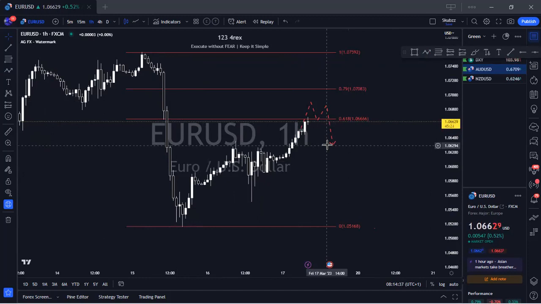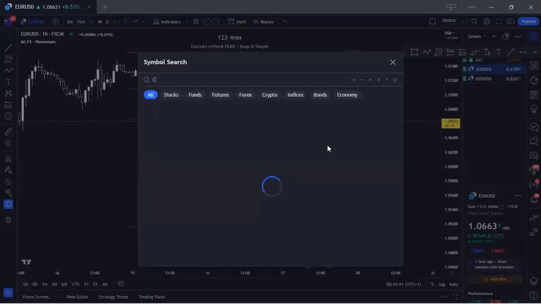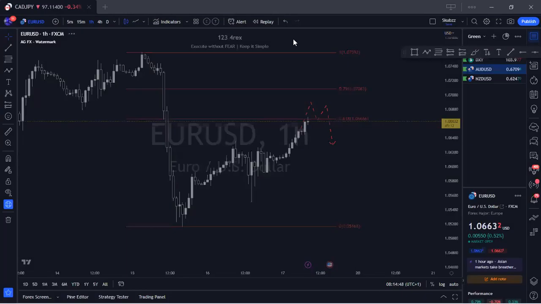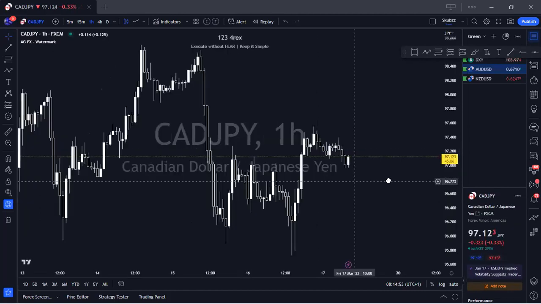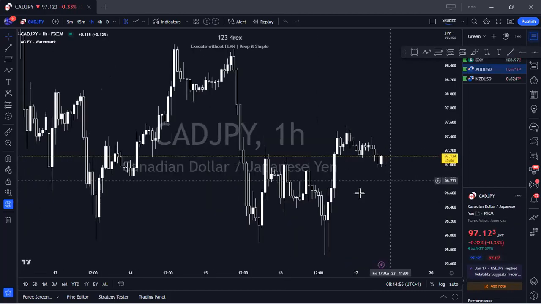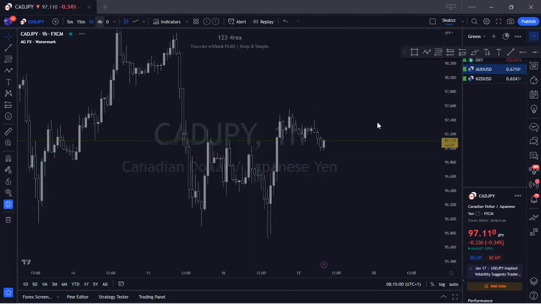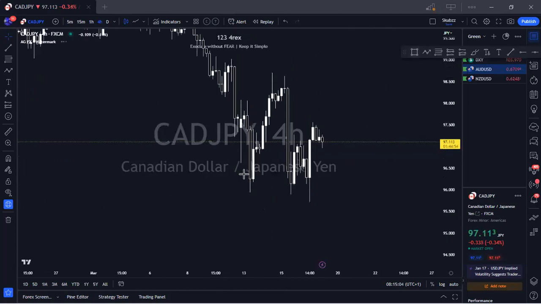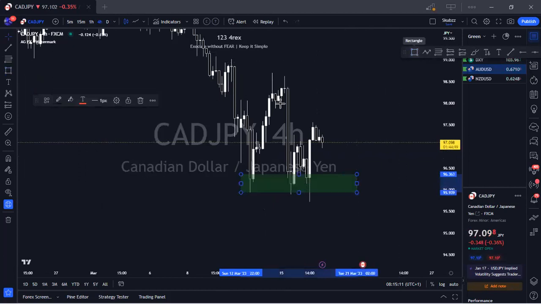How about CAD JPY? Yes, CAD JPY. This is interesting. See, what's the Forex looking? This one wants to look like a range. So we have this low that price has been struggling to break, and then we have the highs up there.